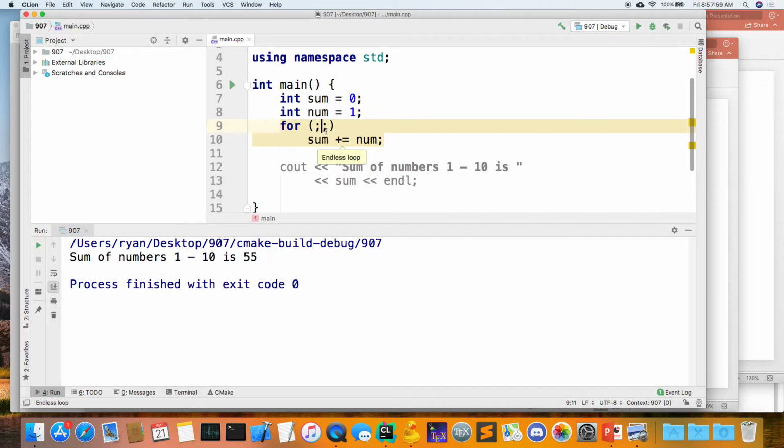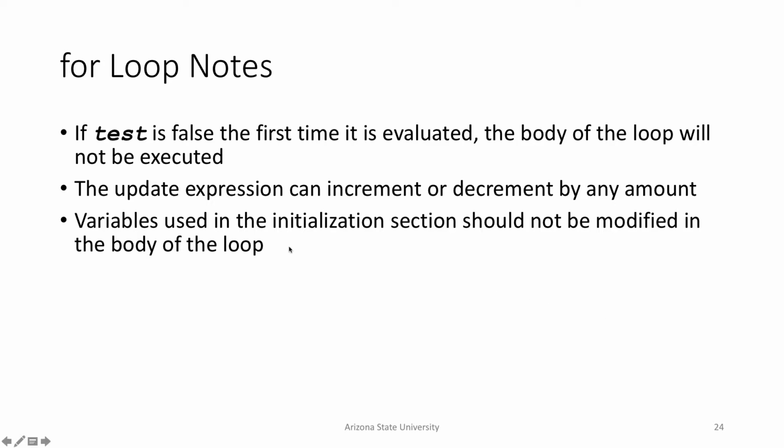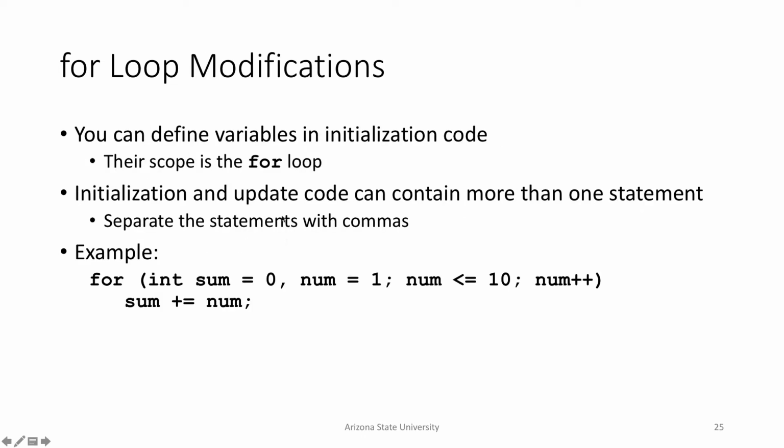And in fact, if we hover over this, it says endless loop. So I can make an infinite loop equally well with for loops as well as while loops. Variables used in initialization should not be modified in the body of the loop. So if you have some counter variable that you initialize, you should really only update it in the update section and not in the main body of the loop. Sometimes you might, but it's not good practice because the update step is mainly there to update that variable, or variables if you have more than one.